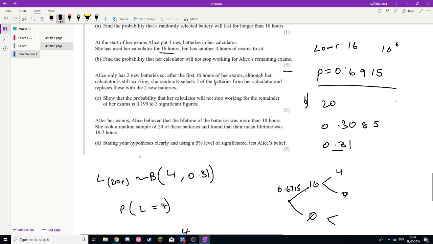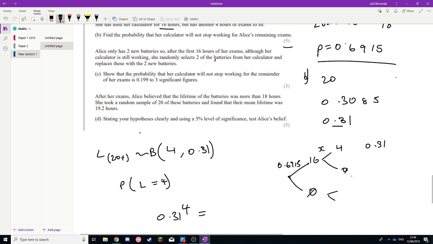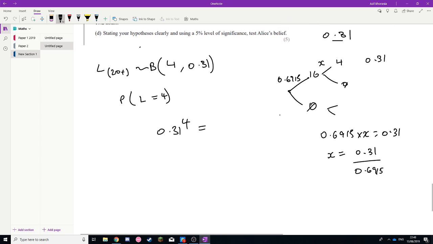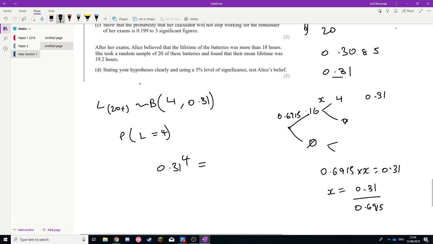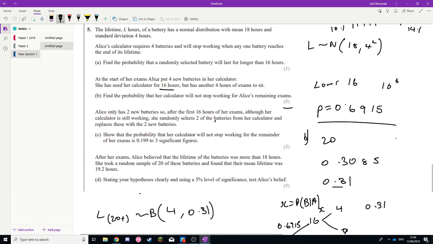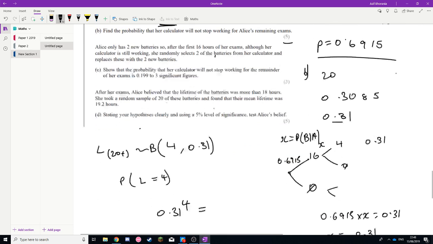This is 0.6915. I know that. Let's say this is x. I know that the probability a battery survives 16 and 4 hours, 20, is equal to 0.31. So 0.6915 times x is equal to 0.31. Therefore, x is equal to 0.31 over 0.6915. Why? Because this expression x I wrote is the probability that B happens given A. So x is also the same as saying B given A, and that's what I want to work out because given that they survive for 16 hours, that's such an important part. Find the probability that it can survive that much.